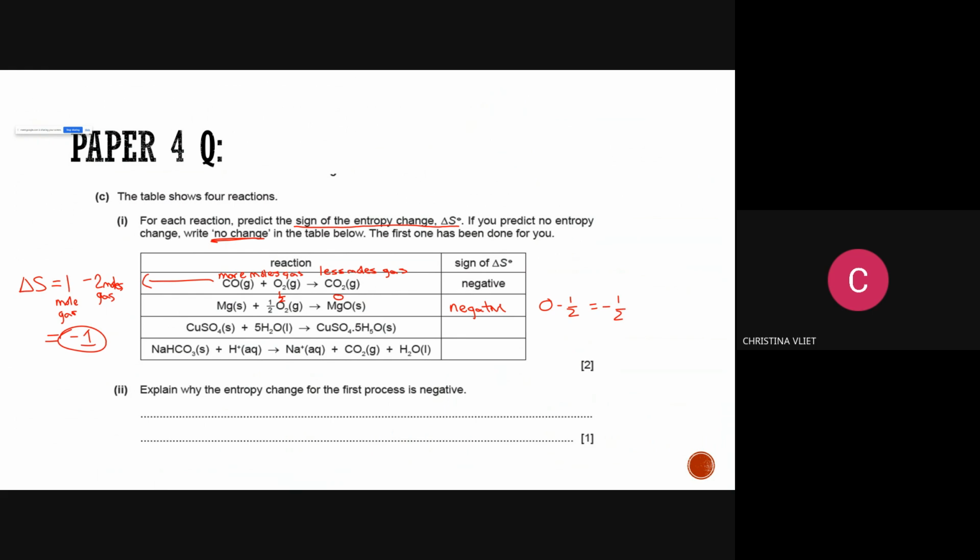The next one. There's no gas involved. Can we make a prediction though? It's also negative because everything is going to a more condensed phase. Solids have much less order.